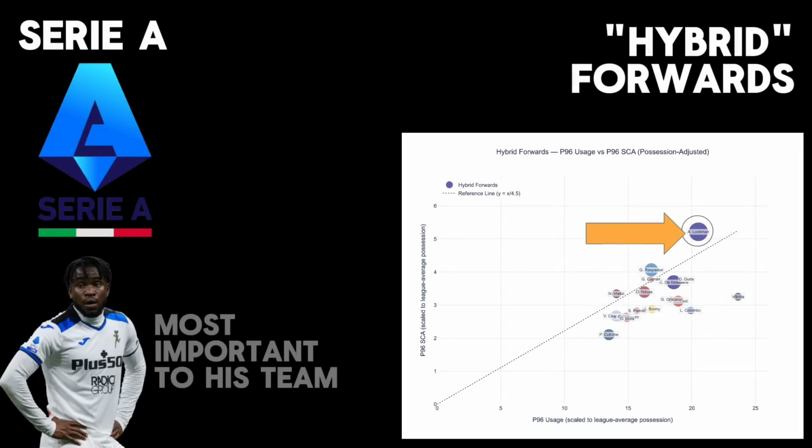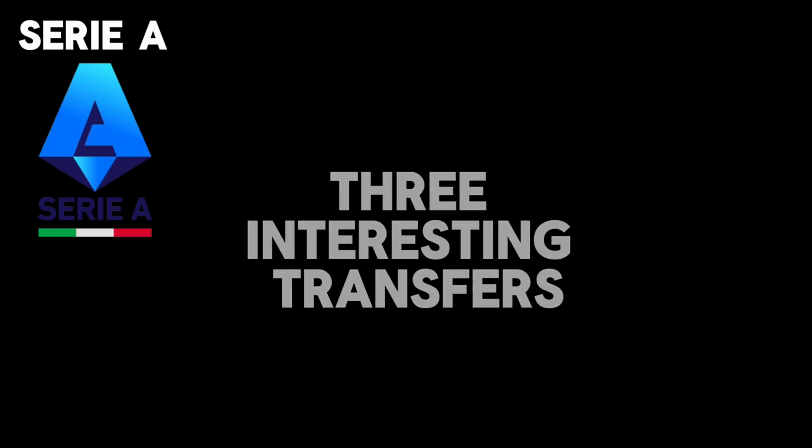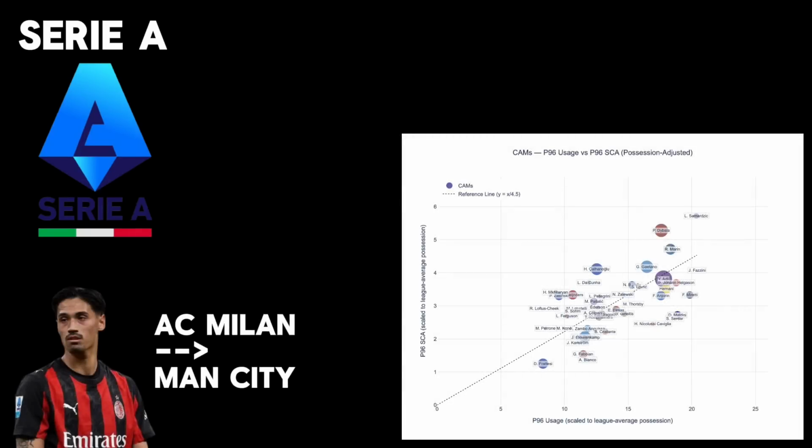Ademola Lookman is the most heliocentric player in Serie A. In terms of attacking output, he's probably also the best right now. Here are 3 transfers I looked at from this season. Tijani Reinders moved from Milan to Manchester City, and I think I get this one.